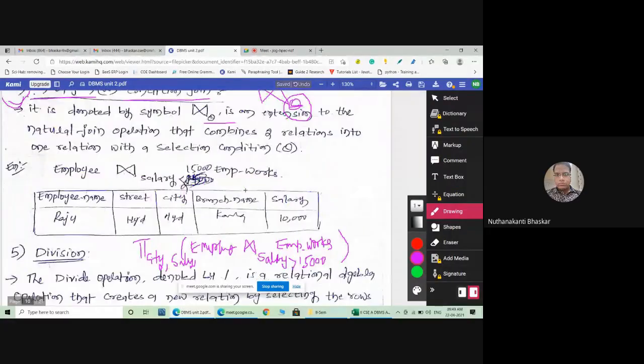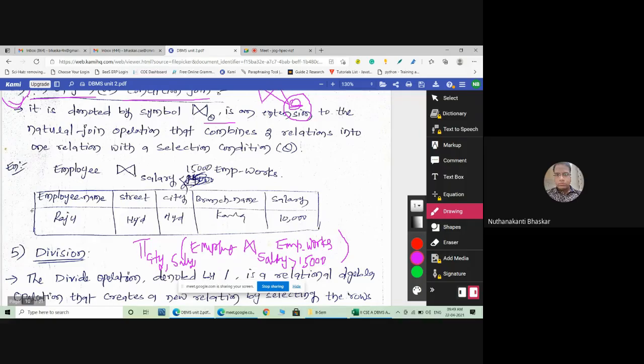Here, one more example. What is this? They want to display employees who are having salary less than 15,000. They want to display all employee information. So this is one more question. Write down: display the employee information who is having salary less than 15,000.